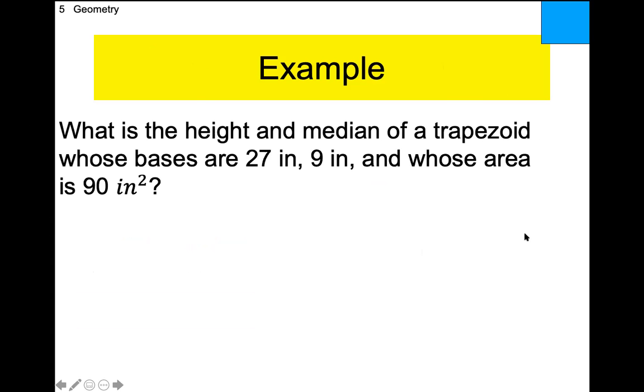We better do a different one. Can you see the screen now? Yes, I can. It's working again.